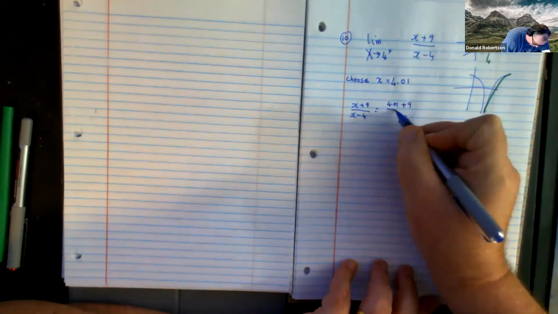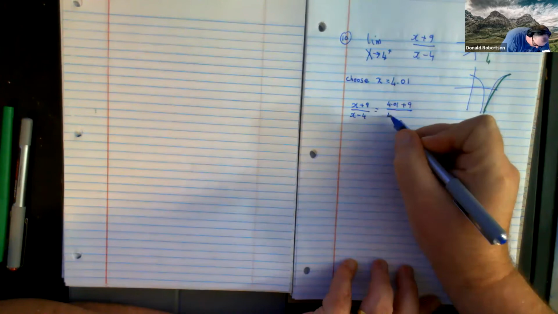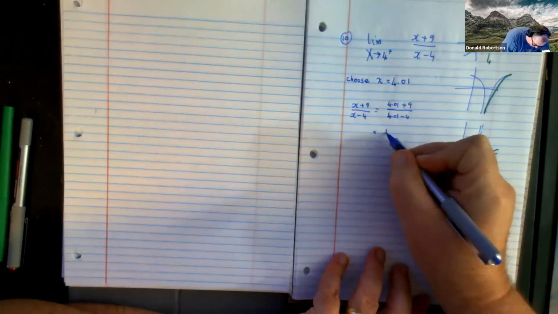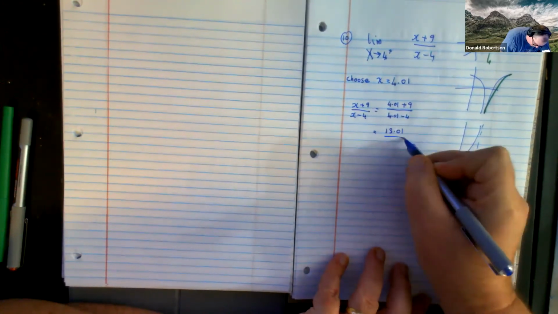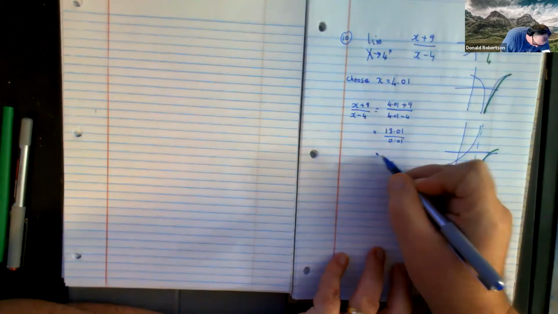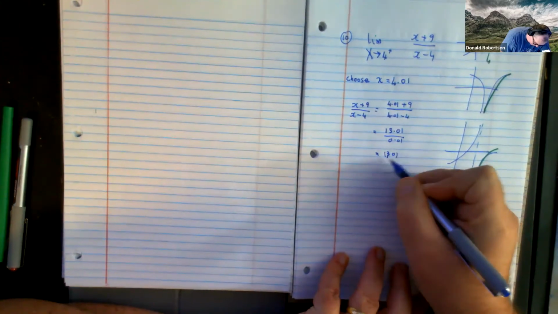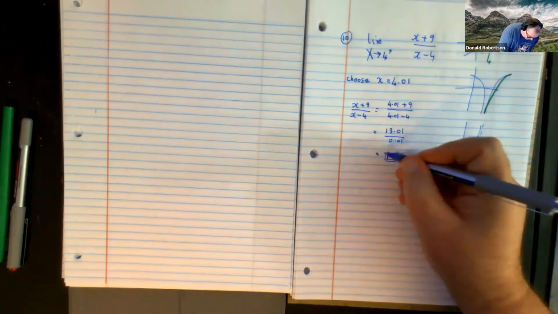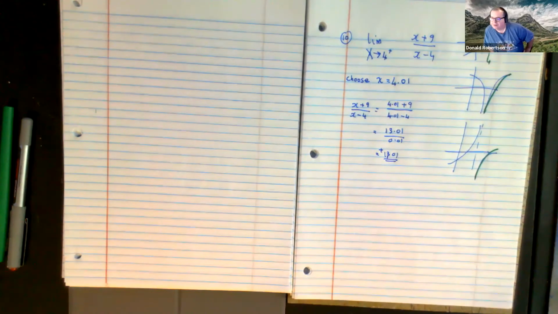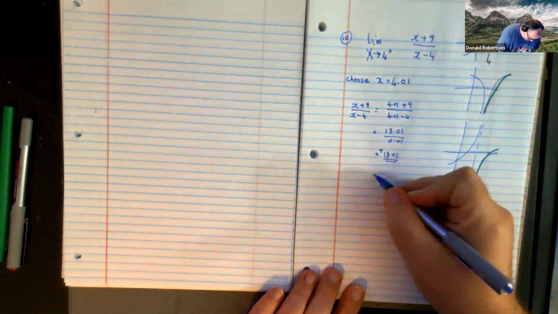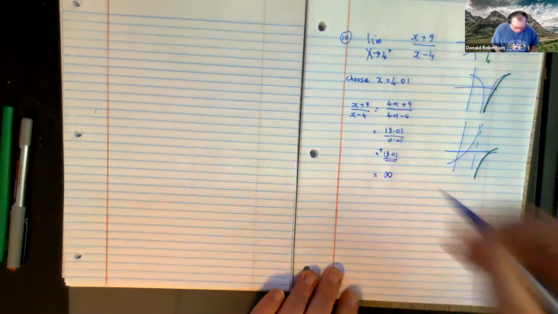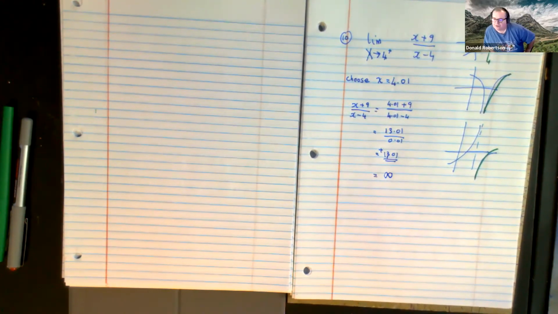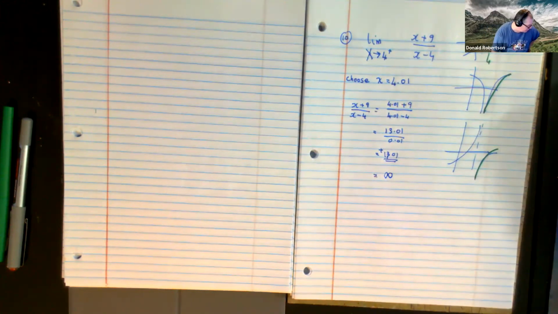So I'm not even bothering to draw a picture of this. I'm just going to do this. And so what's that? 13.01 over 0.01, which I believe is 1,301. Would you agree that that is a very big positive number? That would mean that we are looking at plus infinity, because these questions want you to write down plus infinity or negative infinity, because they are essentially vertical asymptotes.